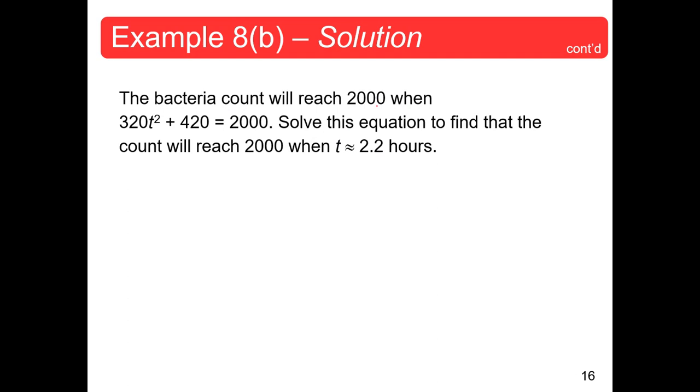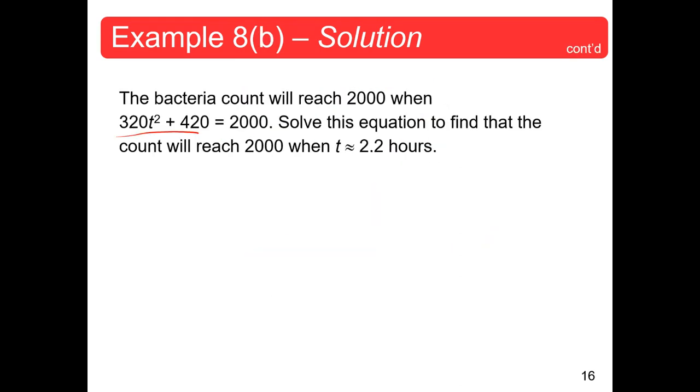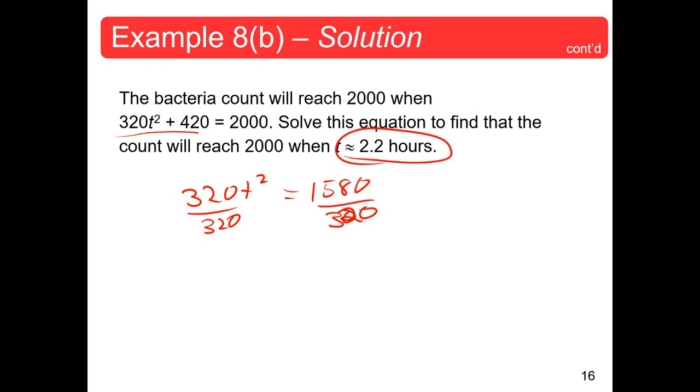The bacteria count will reach 2,000 when this equals 2,000. So that's what we just found, was this function. So we're going to set it equal to 2,000 and then find t. Once you do that, we're going to subtract 420 from each side, and you get 1,580, and then you divide by 320, and then you're going to take the square root of that, and you get about 2.2 hours.